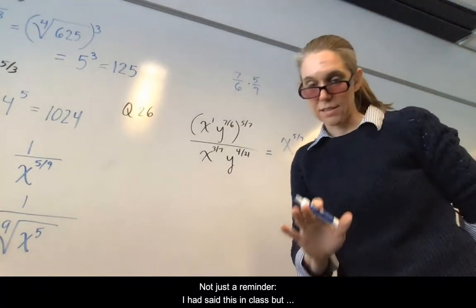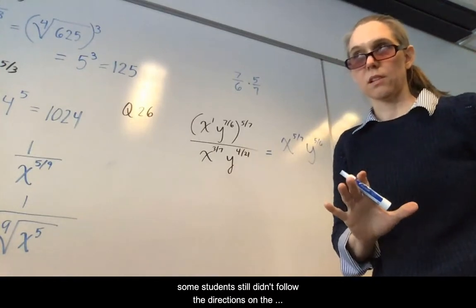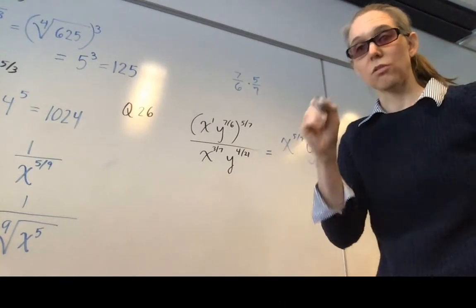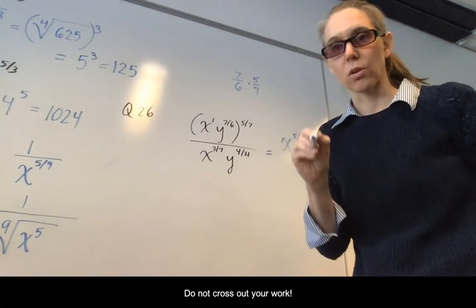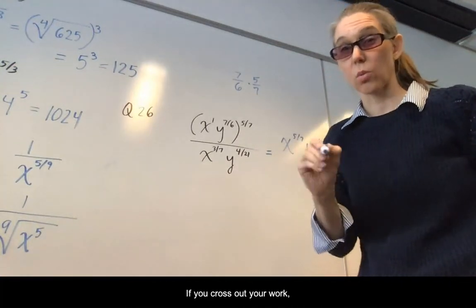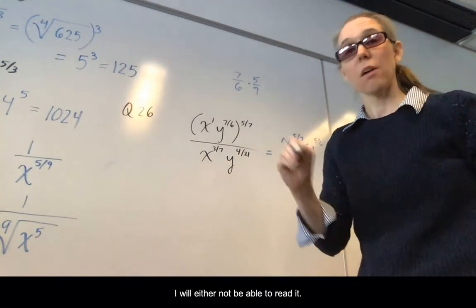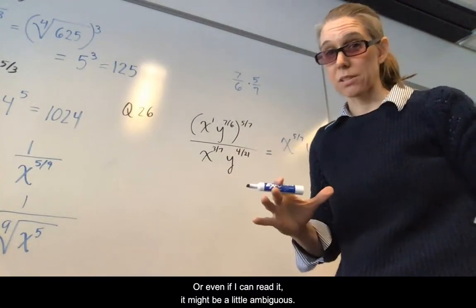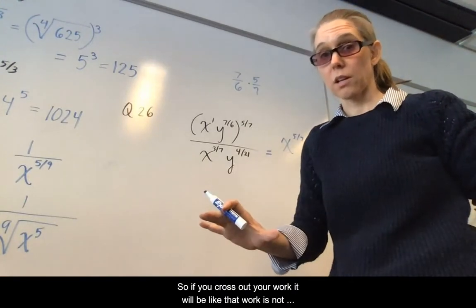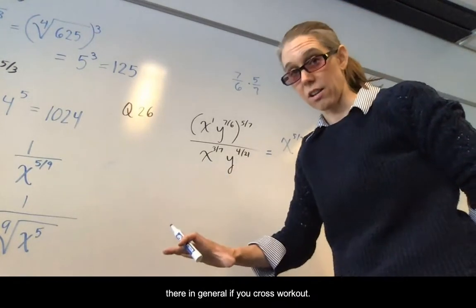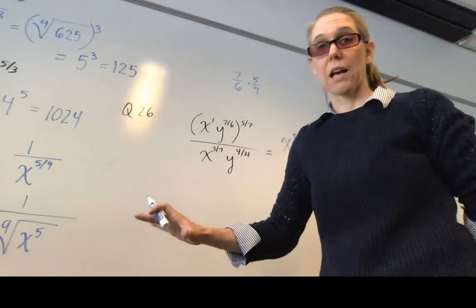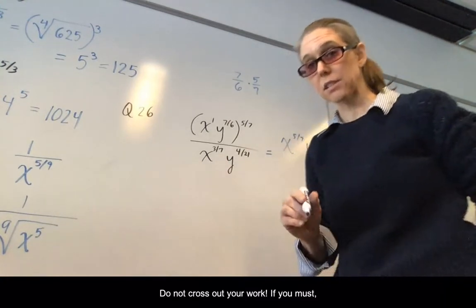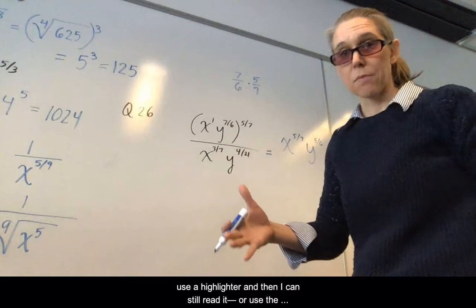Now, just a reminder, I had said this in class, but some students still didn't follow the directions on the test that I had given in class multiple times. Do not cross out your work. If you cross out your work, I will either not be able to read it, or even if I can read it, it might be a little ambiguous. And so if you cross out your work, it will be like that work is not there. In general, if you cross work out, I am looking at that work as though it's not there. Do not cross out your work. If you must, use a highlighter and then I can still read it, or use the check marks.